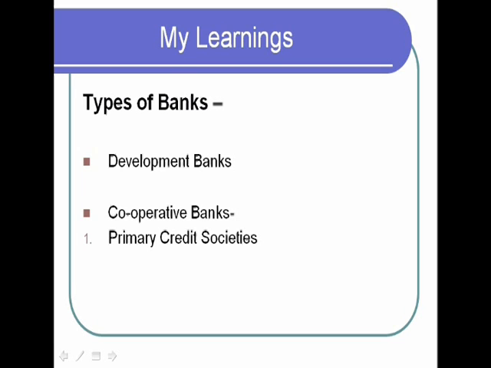Primary credit societies. These institutions are formed at the village or town level. Operations of such banks are limited to a very small area. District Central Cooperative Banks. These banks operate at a district level. They act as link between primary credit societies and state cooperative banks.